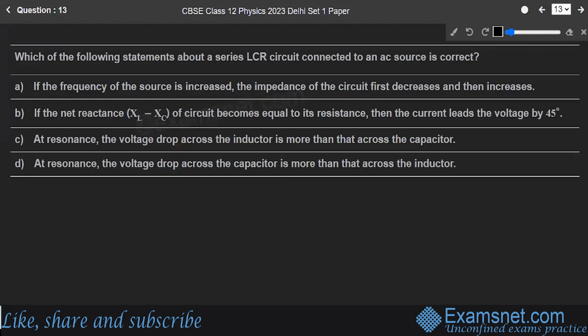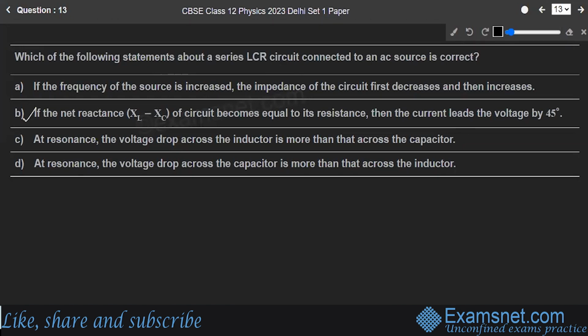Question number 13: which of the following statements about a series LCR circuit connected to an AC source is correct? If the frequency of the source is increased, the impedance of the circuit first decreases and then increases. If the net reactance XL minus XC becomes equal to its resistance, then the current leads the voltage by 45 degrees. At resonance, the voltage drop across the inductor is more than that across the capacitor. Or at resonance, the voltage drop across the capacitor is more than that of the inductor. The right answer to the question is option B.